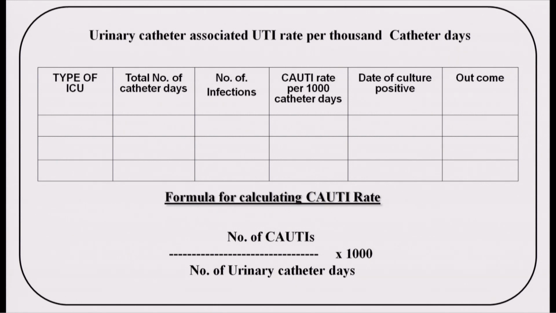If you see again the table above, it is the same: the ICUs, the number of catheter days, the number of infections, and your CAUTI rate, how many of them turn out to be culture positive, and what is the outcome, whether the patient ultimately got discharged or had some complication or mortality. So, next slide, if you see here, the catheter associated study pro forma.